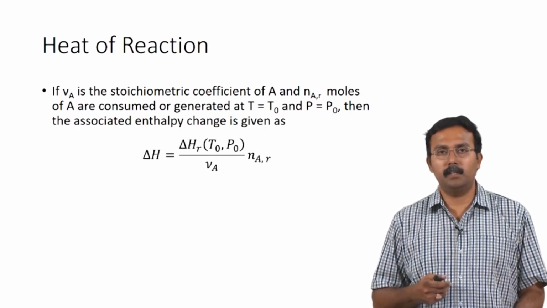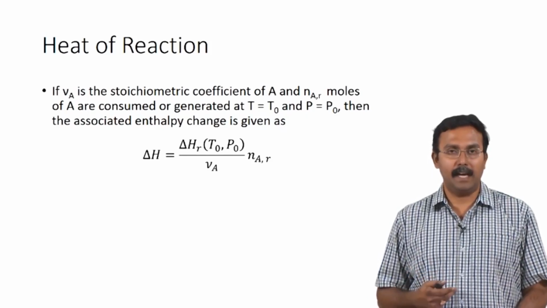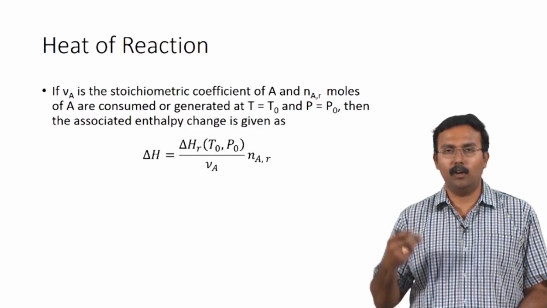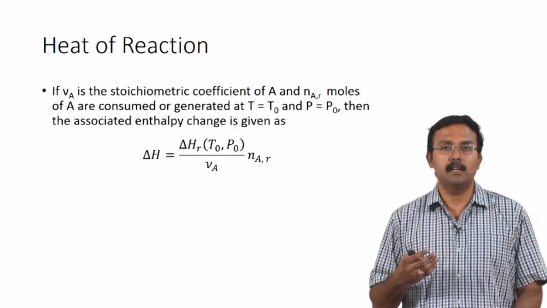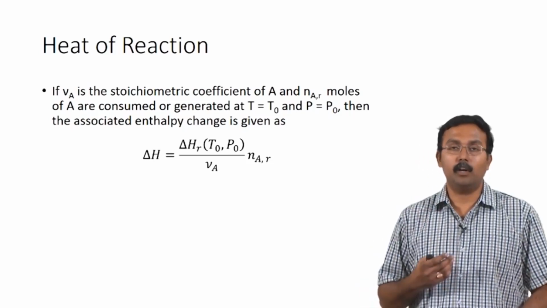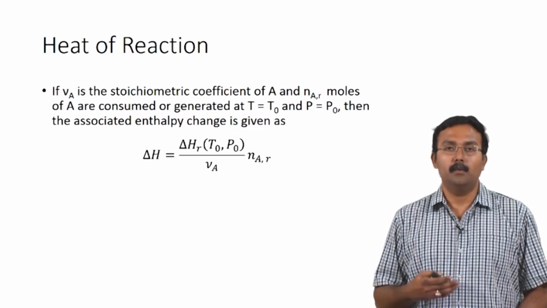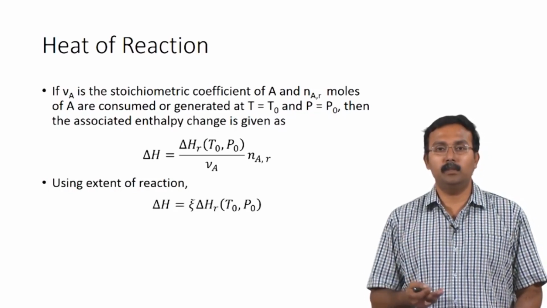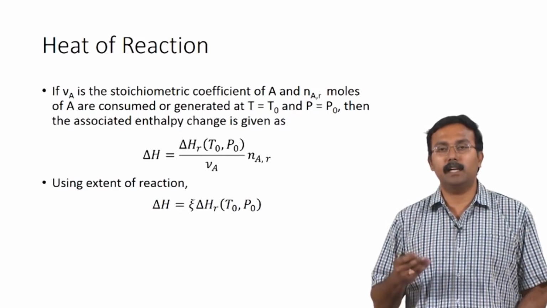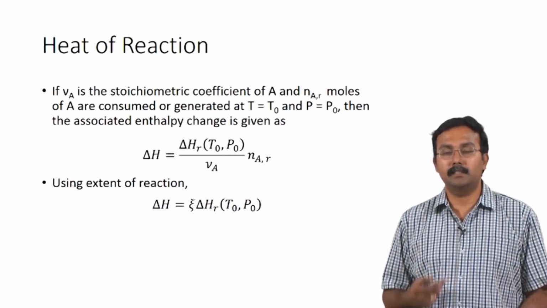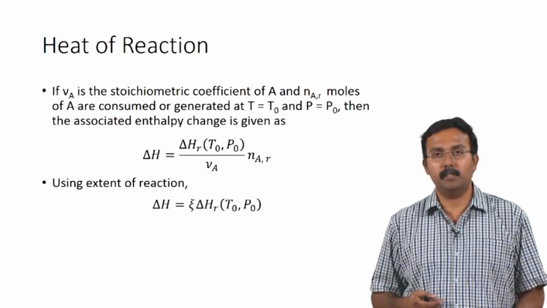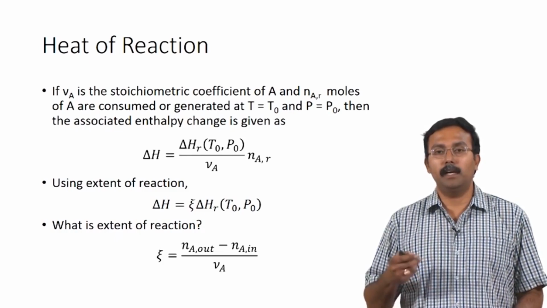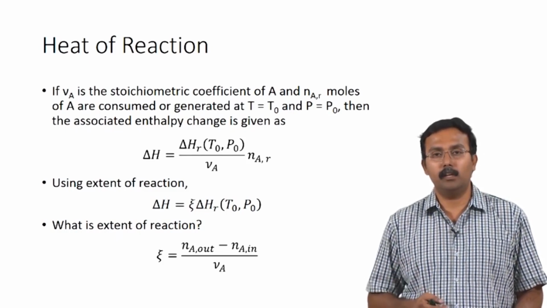If you remember a term named extent of reaction, we can use that here. We discussed extent of reaction a long time back when we talked about reactions during material balance. What is extent of reaction? Using this, the change in enthalpy would be extent of reaction times heat of reaction. So, what is extent of reaction? Do you remember the definition for it? Extent of reaction is NA out minus NA in divided by the stoichiometric coefficient.